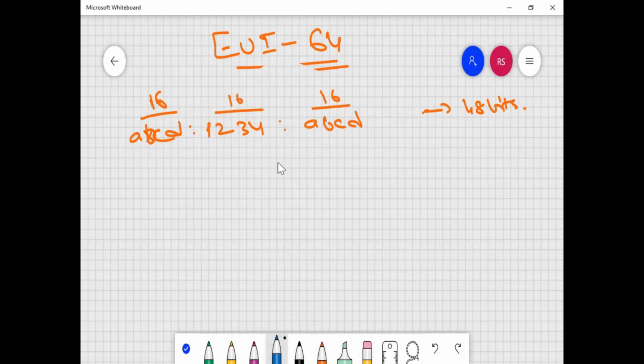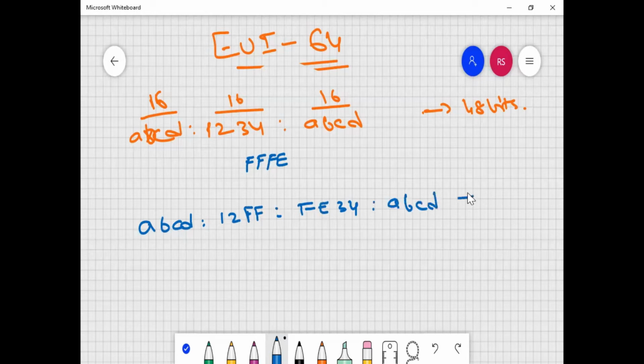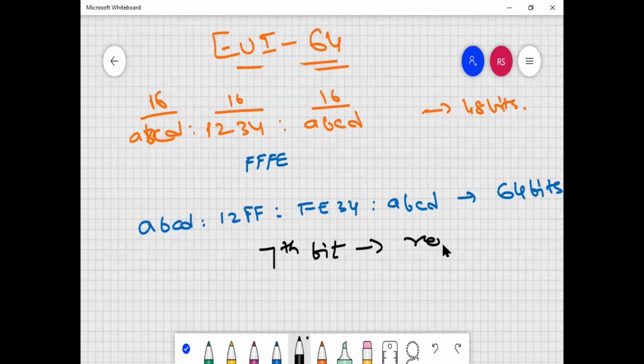Now, as I told you, you need to add some more bits, that is FFFE. How will it be inserted? ABCD, then 12FF, then FE34, then ABCD, which results in 64 bits. On top of that, whatever 7th bit you have will be reversed.